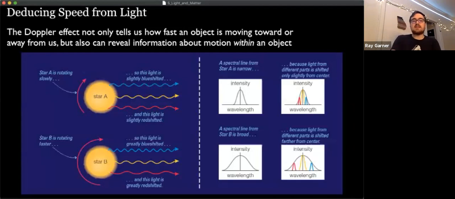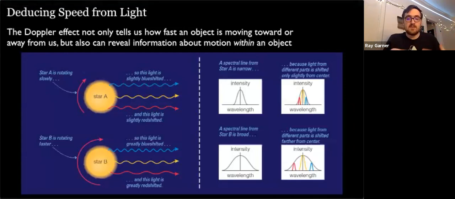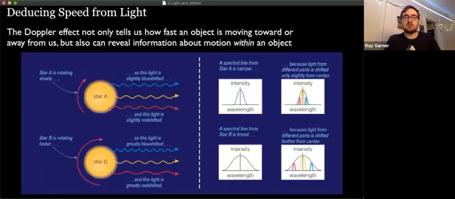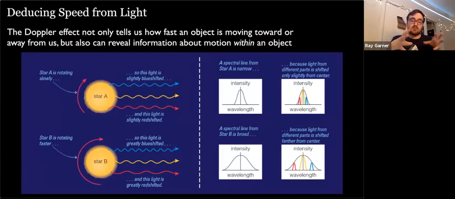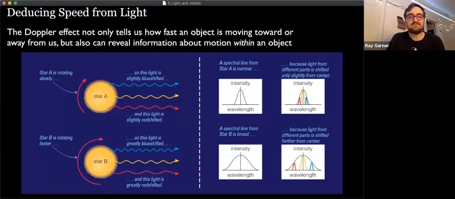Meanwhile, star B is rotating faster. So the light from the part rotating towards us is going to be more blue shifted than star A. The light from the part rotating away from us is going to be more redshifted. So the spectral line from star B is more broad because the light from the different parts is shifted farther from the center. So we can get the speed of the whole object as well as the rotation speed of that object, which is very, very cool.